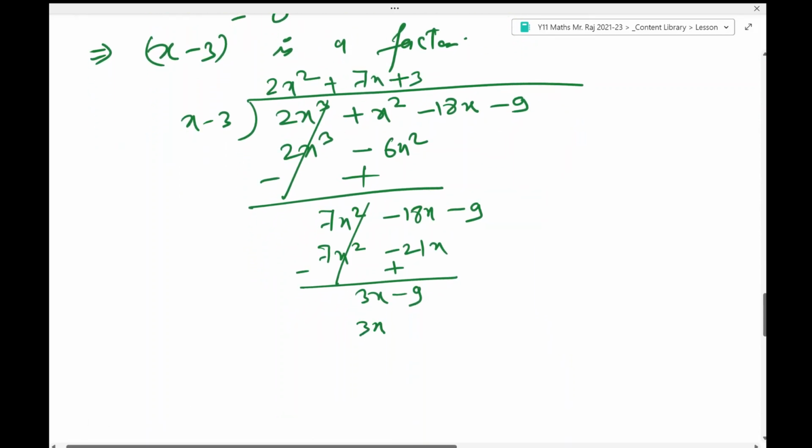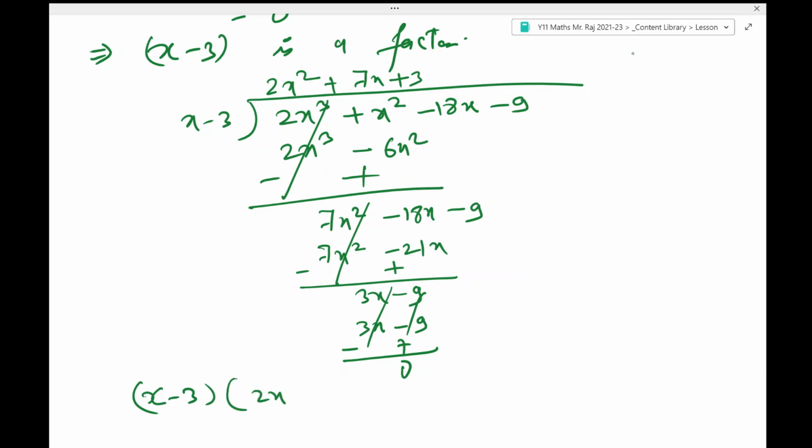3. So you have 3x minus 9. Subtract. Now I have my terms x minus 3 and I have 2x squared plus 7x plus 3. Now a great man once said that further pure maths is more about solving quadratics. Can you factorize this quadratic that I have got, 2x squared plus 7x plus 3?